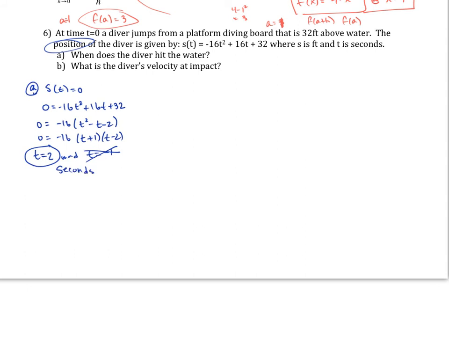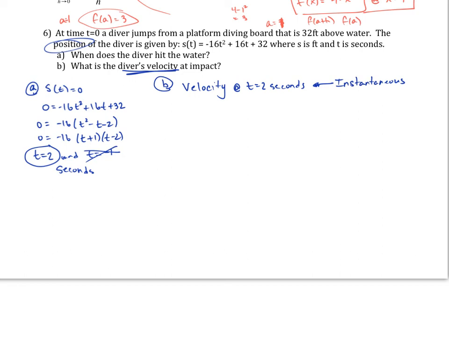All right, let's look at part B now. What is the diver's velocity at impact? So I need the velocity at t equals 2 seconds, because that's when he impacts the water. Guess what kind of velocity this is? This is an instantaneous velocity because I want it at a specific point in time. I'm not saying what is his average velocity from when he jumped off the platform to when he hit the water. I'm not asking for that. I'm saying what is the velocity when he actually hit the water. So that is an instantaneous velocity.